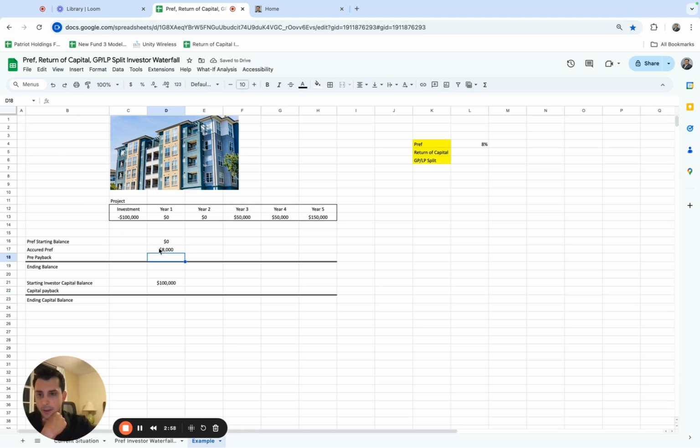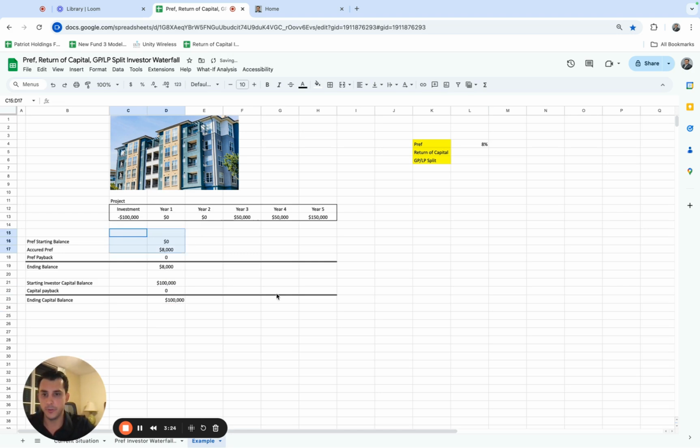Has there been any payback for it? No, zero. So then what's the ending balance? The ending balance is the starting plus the accrued minus the Pref payback. Pardon my spelling. It's going to give us our ending Pref balance right here. Has there been any capital return? No, there's been no money at all. So zero. Ending capital balance is this minus this.